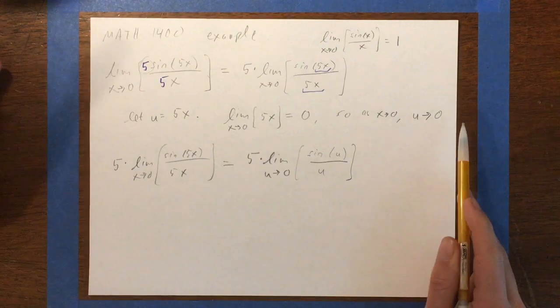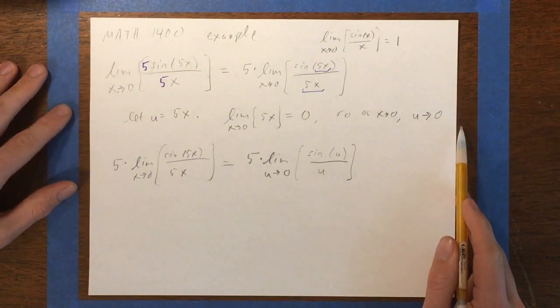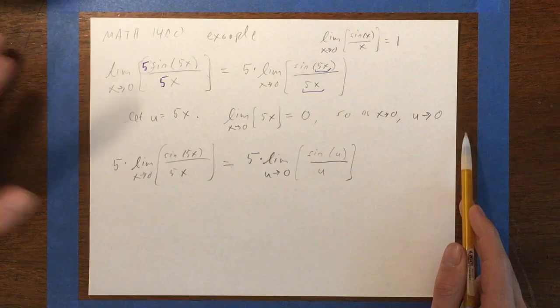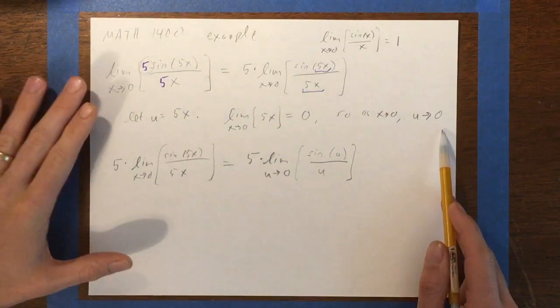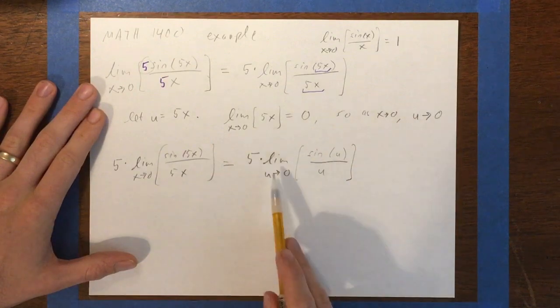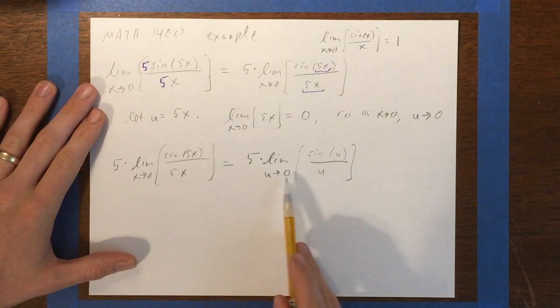So now in this example, it's the same number, but you can imagine in other examples it could be a different number. So just make sure that you're paying attention to that carefully. So this u is approaching 0. That gives us this down here.